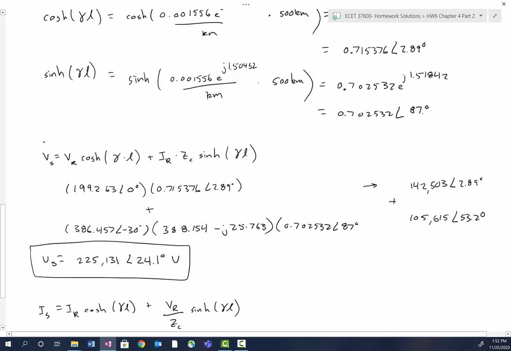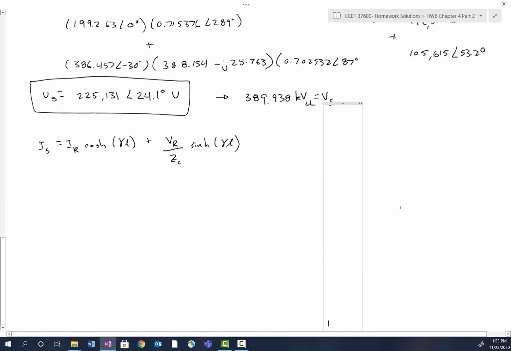Because this is a T-line, usually that's going to be represented in a line to line. So 225,131 times the square root of 3 is going to give you a value of 389.938 kV line to line as the sending end voltage. So that's usually how that would be specified in a power systems analysis. Right? So we got the voltage calculation done.